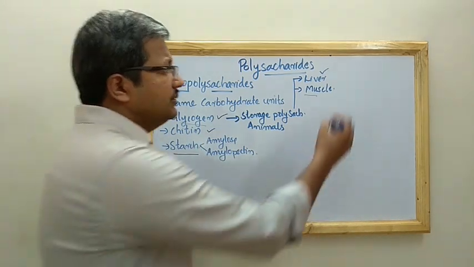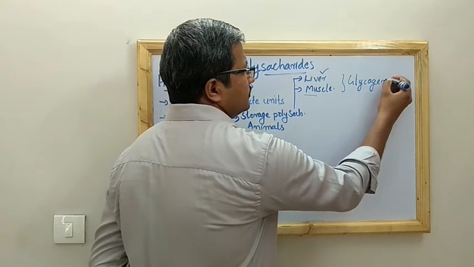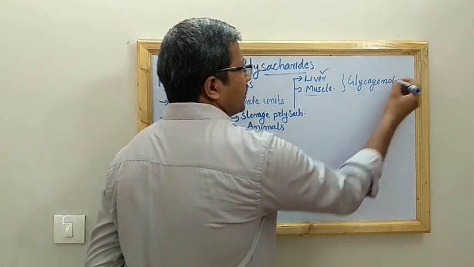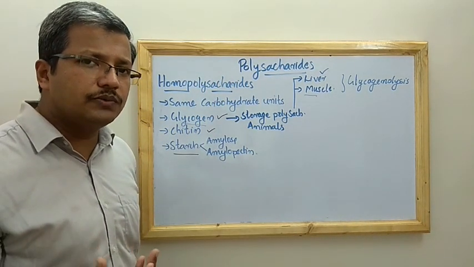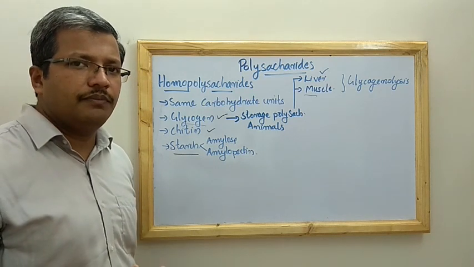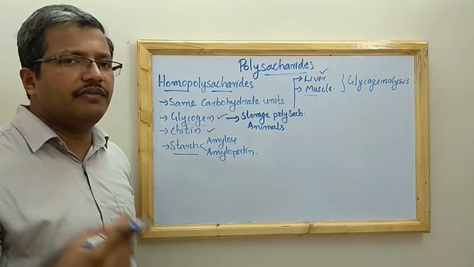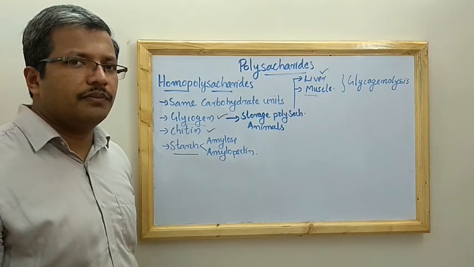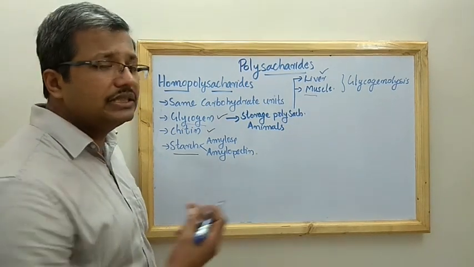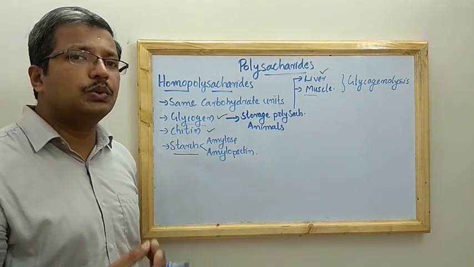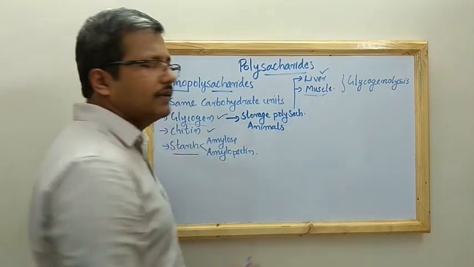And that process is known as glycogenolysis. In glycogenolysis, breakdown of glycogen happens, and as a result glucose is released into the blood. We know that glucose is the only energy source for the brain, and if glucose is not there in the blood, the brain cells will die. So in order to avoid that, glycogenolysis happens, and as a result glucose is released from the glycogen stored in liver and muscle.